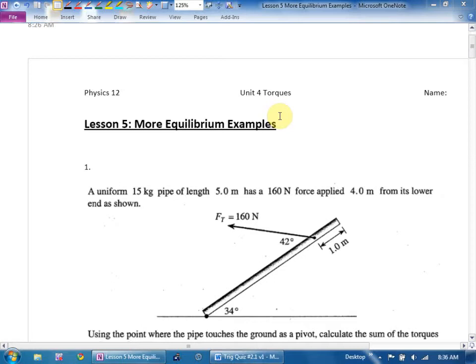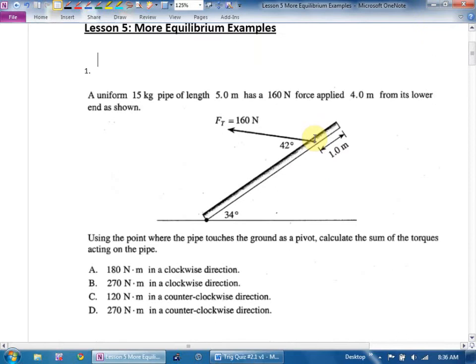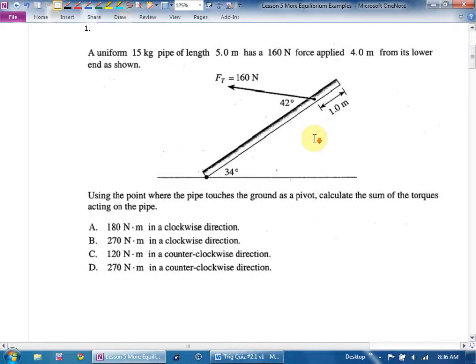Okay. A uniform 15 kilogram pipe of length blah blah blah has 160 newtons of force applied 4 meters from its lower end as shown. Using the point where the pipe touches the ground as a pivot, calculate the sum of the torques acting on the pipe. So I'm looking at this one, Justin. I don't think this one is in equilibrium. I think what it's telling me is it's moving. Figure out what direction and what's the torque.